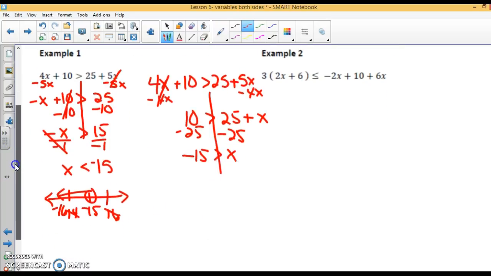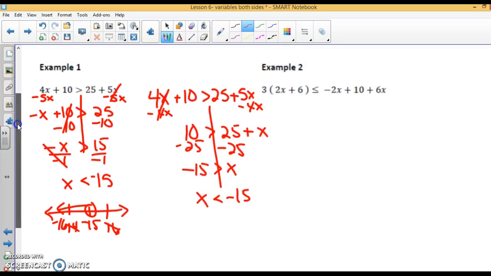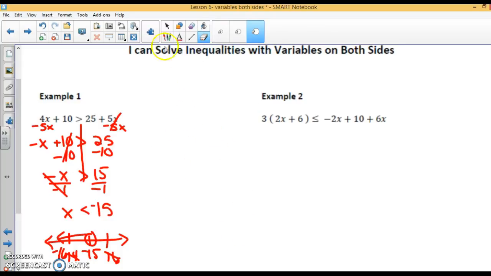Now, you don't want to graph it that way. You want to transpose it, pointing the side towards x: x is less than negative 15. You end up with the same exact answer, two different ways. It doesn't matter which one you do. However, I recommend bringing the variable over to the left.